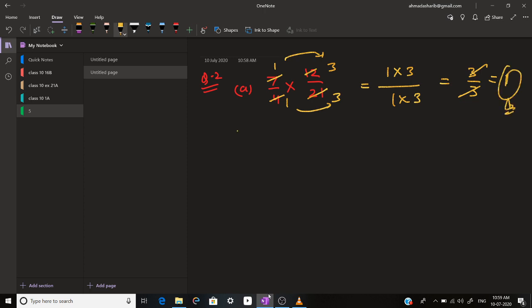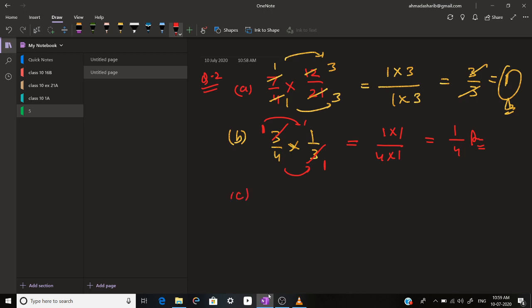Okay, now B part of this question says 3 upon 4 into 1 upon 3. Okay, so as you can see here, that we can reduce this 3 with this 3. Okay, we can reduce the same number in cross. So 3 ones are 3, 3 ones are 3. We have got 1 into 1, this 1 into 1 and this 4 into 1. Okay, so the answer is 1 upon 4. Clear?